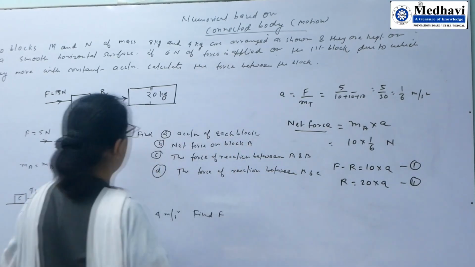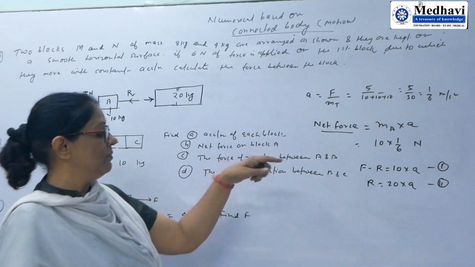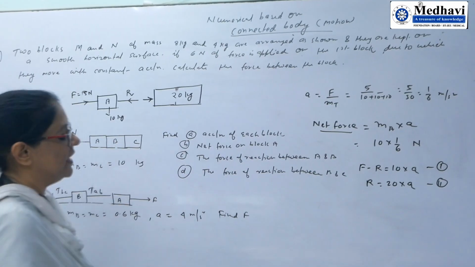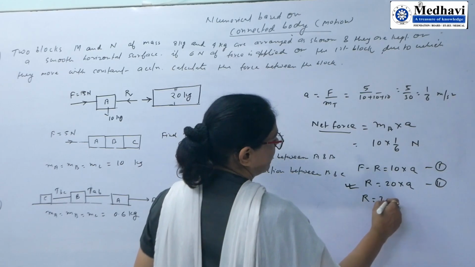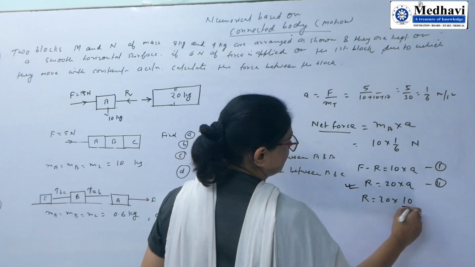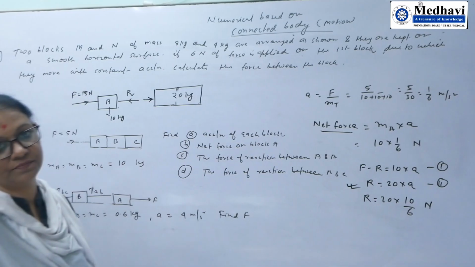Now the question is, you have to find the net force of reaction between A and B. So in this case, just use this equation. Acceleration, you know, is 1 by 6. You can calculate the Newton value for this question.